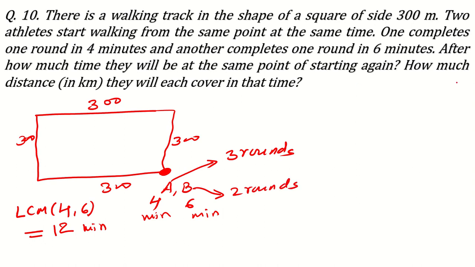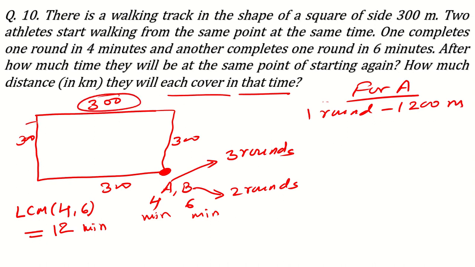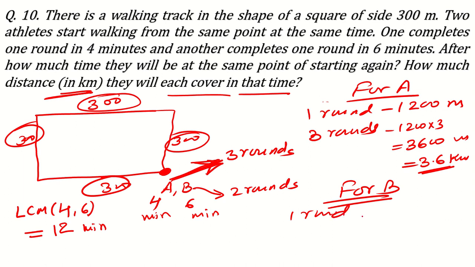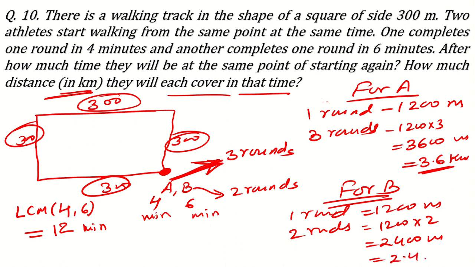Now in that same time, how much distance will each cover? See, in one round, for A, he is covering 1200 meter, because 300, 300, 300 and 300. So it's a question of perimeter. So in 3 rounds, why 3 rounds? Because A is covering 3 rounds in 12 minutes. So it will be 1200 multiplied by 3, means 3600 meter, and they are asking in kilometer, so it will be 3.6 kilometer. This is the distance covered by A. Now what about B? In one round, he is also covering 1200 meter. So in 2 rounds, he will cover 1200 multiplied by 2, means 2400 meter, means 2.4 kilometer.